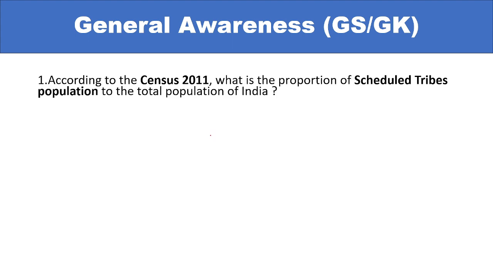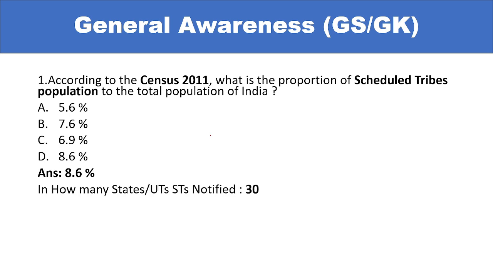So let's start. According to the census 2011, what is the proportion of scheduled tribes population to the total population of India? And the options are 5.6 percentage, 7.6 percentage, 6.9 percentage, 8.6 percentage. So according to the census 2011, what is the ST's population to the total population of India? And the answer is 8.6 percentage.